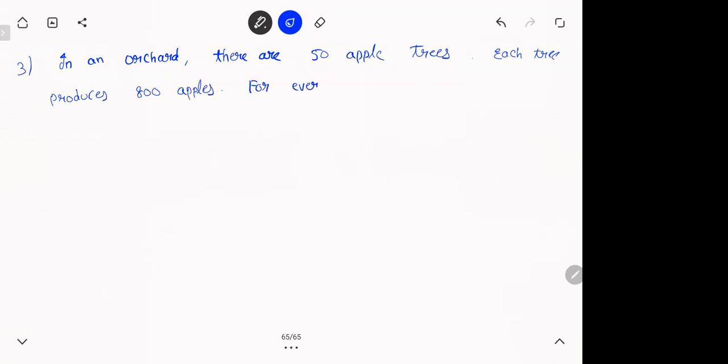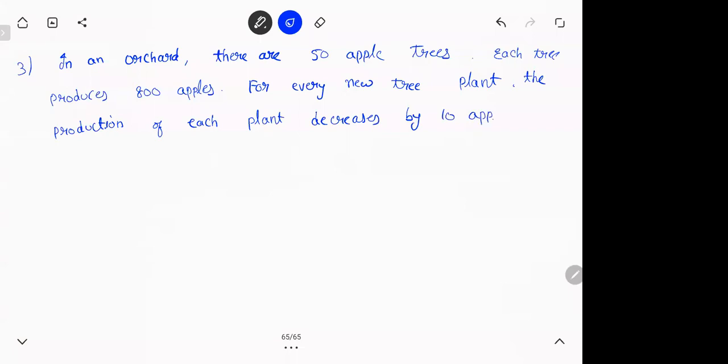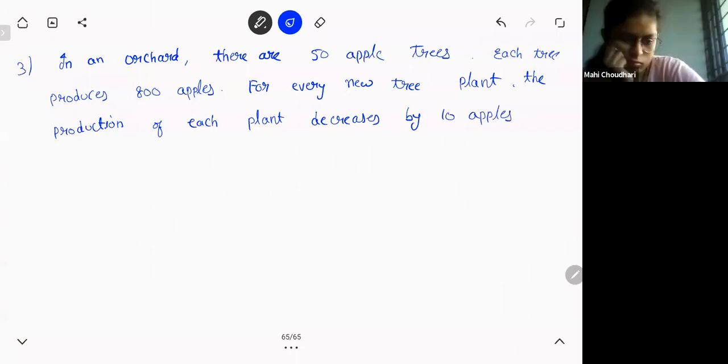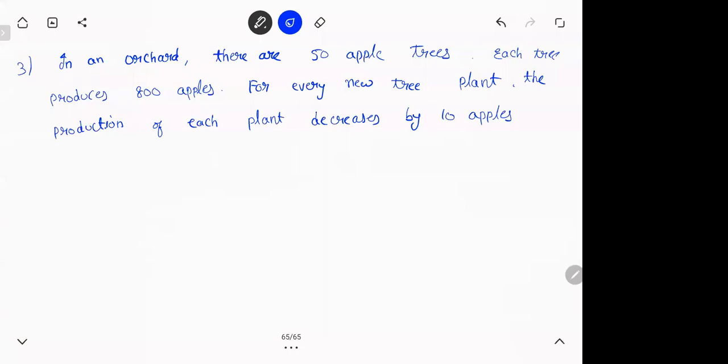For every new tree planted, so someone thought like, अरे मुझे production और बढ़ाना है. If you plant a new tree, now what happens? Trees have this thing. If you place too many trees in the same plot, the resources are not sufficient. They start fighting actually. The production of each plant decreases by 10. Meaning, if you plant one tree, every tree will produce only 790 apples. If you put two trees, you produce 780 apples.